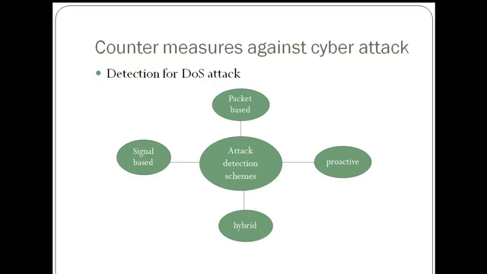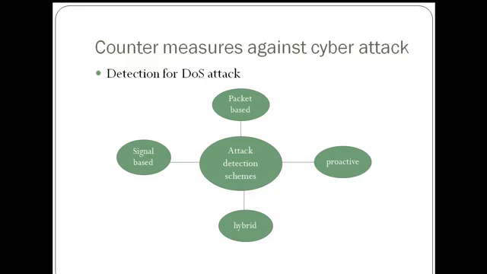Next comes the proactive method. This detection is to proactively send probing packets so as to identify DOS attacks and test or measure the status of possible attackers. Then comes the hybrid method. This method is to design one combined approach consisting of two or more of the schemes which we have discussed.